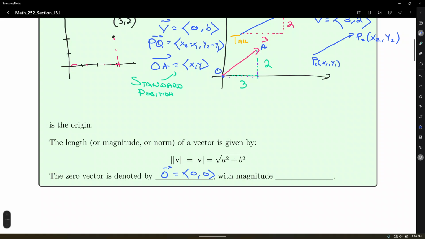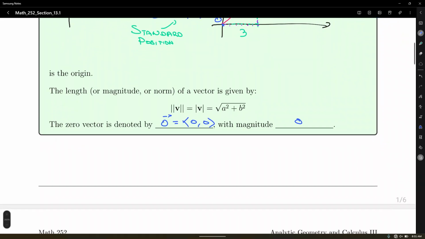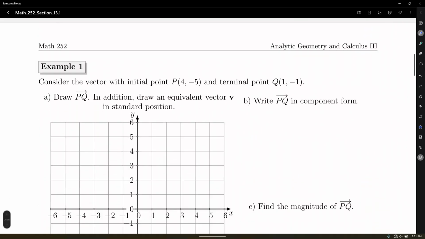The zero vector is the vector whose components are all 0. And the magnitude of the zero vector, that's a 0. And this is a number, this is not a vector, okay? It's a magnitude. So that's about it, as far as what a vector is. So how about we have fun and play with vectors?